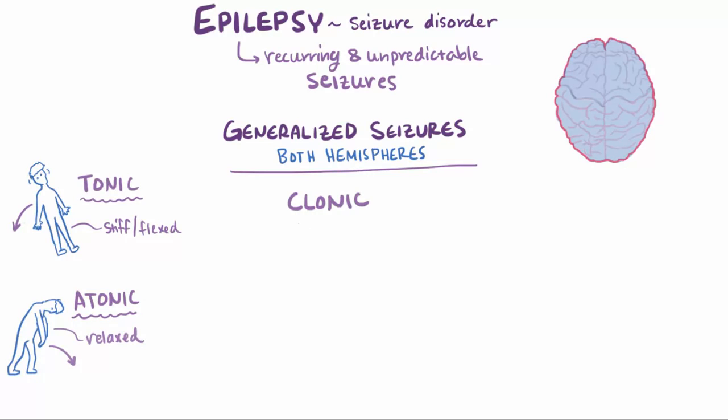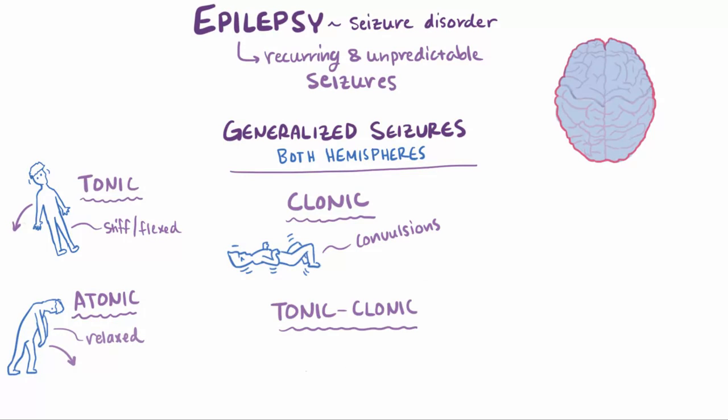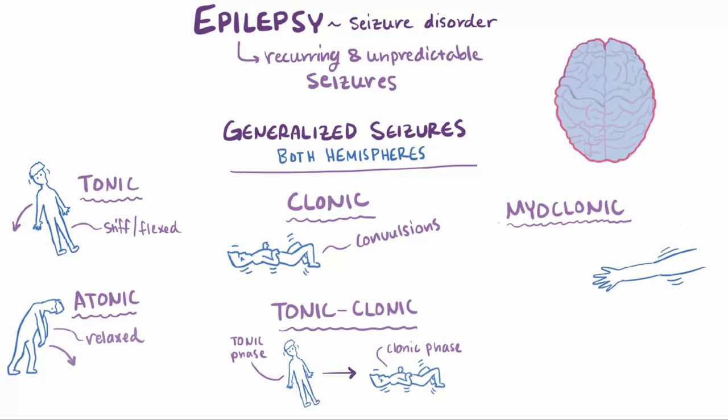Seizures can also be clonic, where they have violent muscle contractions, also known as convulsions. Tonic-clonic seizures are the most common generalized seizures, where patients experience a tonic phase where the muscles suddenly tense up, followed by a clonic phase where the muscles rapidly contract and relax. Myoclonic seizures are yet another type, and are short muscle twitches, sometimes just a single twitch, but sometimes many in a short amount of time.